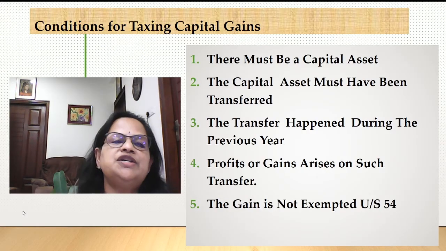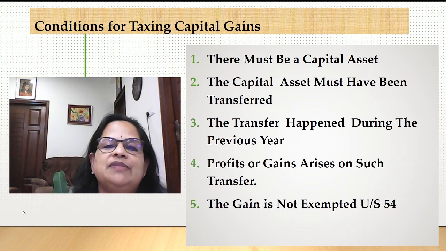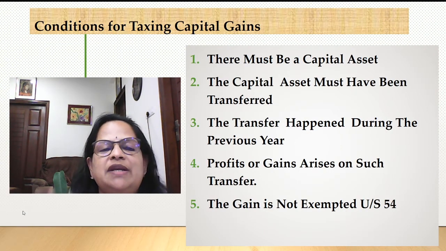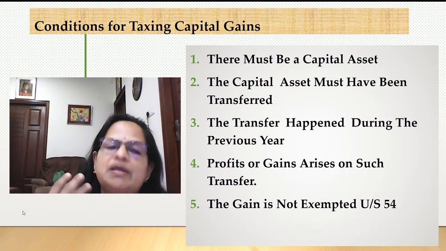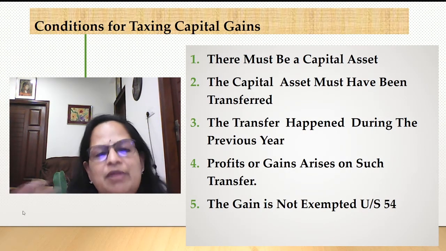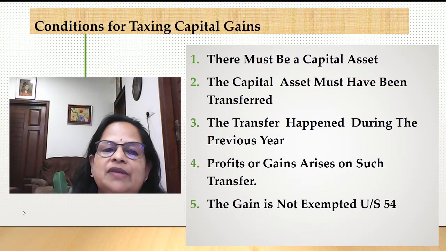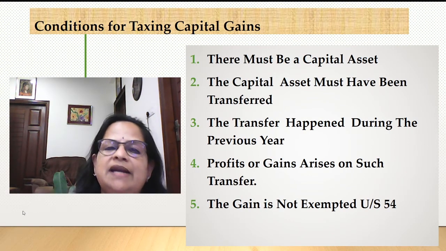What are the conditions for taxing capital gains? There are 5 conditions. The first condition is that there must be a capital asset. Capital asset means it can be a plant, a vehicle, jewelry, shares, anything. It can be a building, it can be anything. I will explain that in the next slide, where we explain the capital asset in detail.